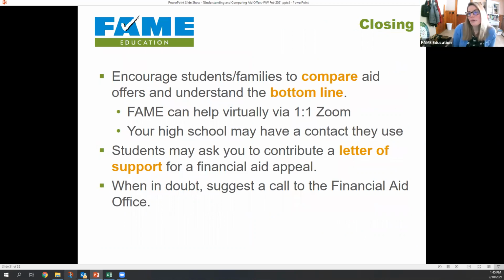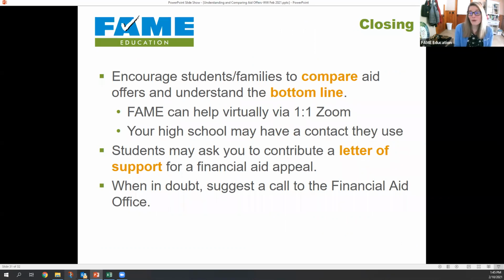So as we're wrapping up here, please encourage your students and families to compare and really understand that bottom line. It's really important to make a smart financial decision, especially if you're in a situation where the family is going to need to consider borrowing for education. So really encourage them to do the math.